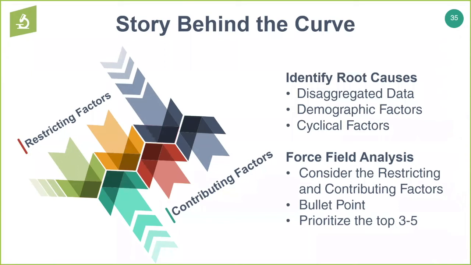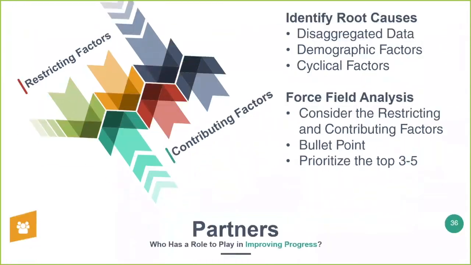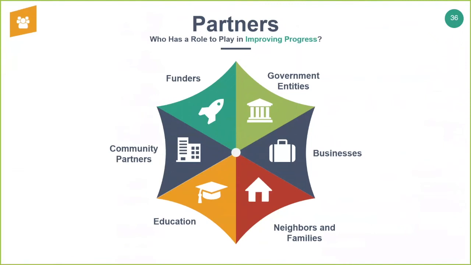So you can disaggregate the data, and I'll talk about that in a few minutes. Look at demographic factors, cyclical factors. You can bullet point, prioritize, so you have a clear understanding of what are the issues that are causing kids to drop out or causing kids to stay in school that we could build on in our action planning to do something.